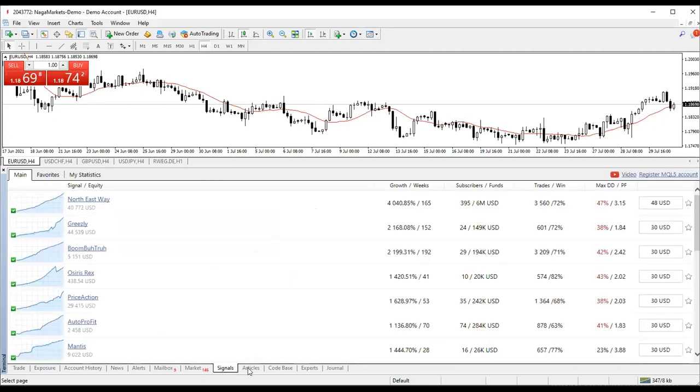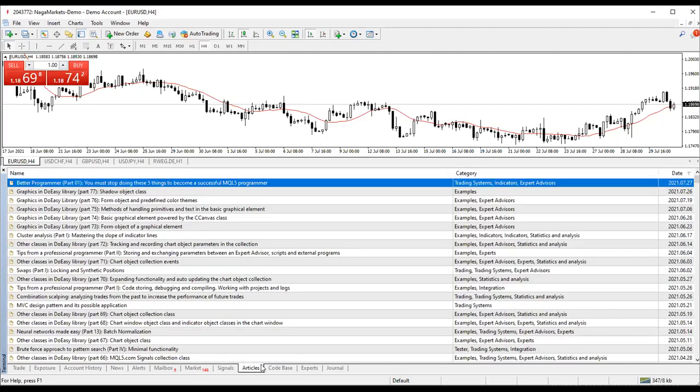So the signals are the same as copying of a trade, okay? People want to be copying other people's trades. These people that you are seeing are people who have traded the amount of money that they have probably under management. Okay, so you can just buy and then you can copy their signals.